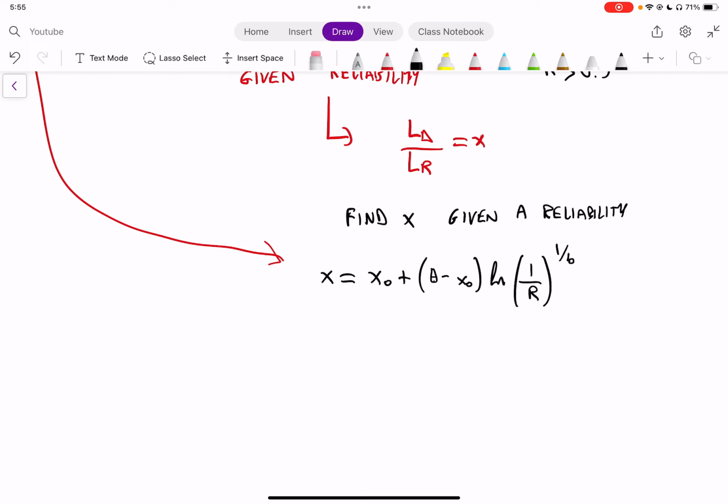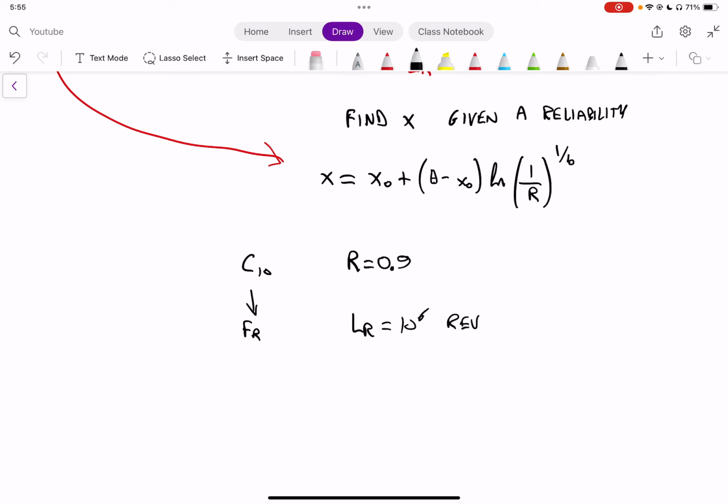Typically, the problems that we have are going to be the following. So far we've learned that manufacturers test at a value of C10. That means they test at a reliability of 0.9, and they give you the value of C10, which is F rated at a life rated of 10 to the 6 revolutions. So the manufacturers test and find the force rated, or the C10, at 90% reliability when the life of the system is 10 to the 6 revs. Now, in real life, when you're picking a bearing, your desired load is probably not going to be equal to your manufacturer test load.